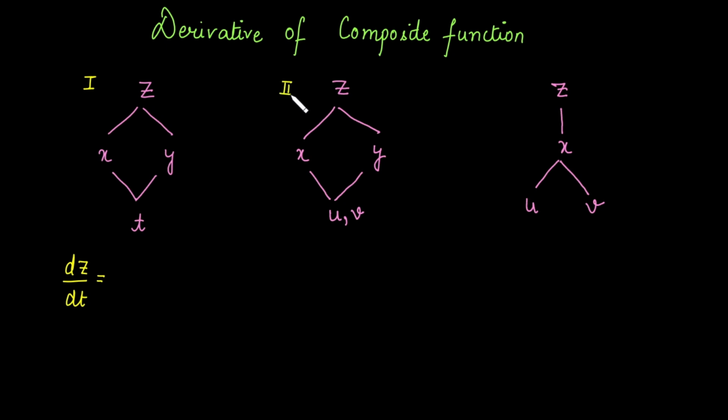Whereas in case 2, z is depending upon two variables x and y, and these x and y are further depending upon two variables u and v. In this case, z is depending upon u as well as v, and when you find the derivative of z with respect to u, that will get converted into a partial derivative because it is depending upon more than one variable. And when you find the derivative of z with respect to v, again it is a partial derivative.